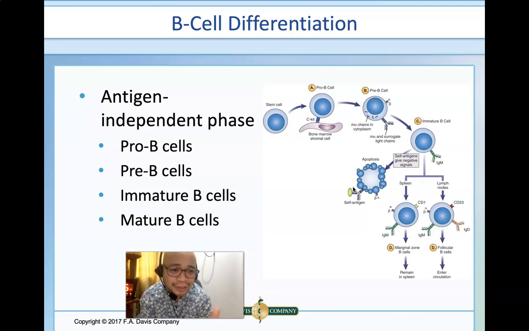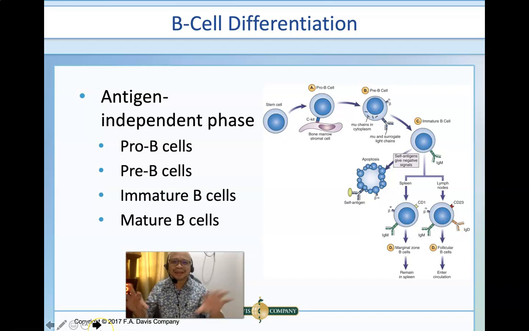If the B cells enter the lymph node, you'll see that they have CD23, IgD, IgM, alpha and beta chain. They will be the so-called follicular B cells, and they are the ones that enter the circulation, while those that have CD1, IgM, alpha, and beta will become marginal zone B cells, and they are the ones that remain in the spleen.